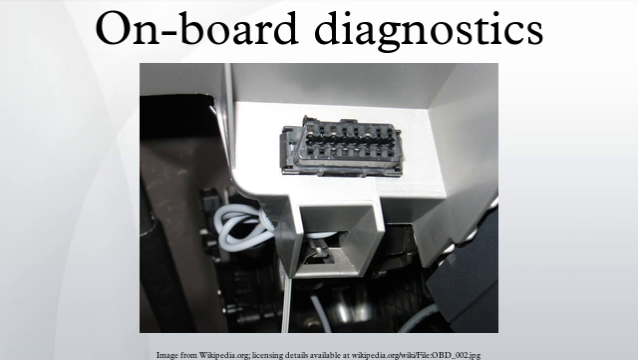OBDII standardization was prompted by emissions requirements, and though only emission-related codes and data are required to be transmitted through it, most manufacturers have made the OBDII data link connector the only one in the vehicle through which all systems are diagnosed and programmed. OBDII diagnostic trouble codes are 4-digit, preceded by a letter: P for engine and transmission, B for body, C for chassis, and U for network.